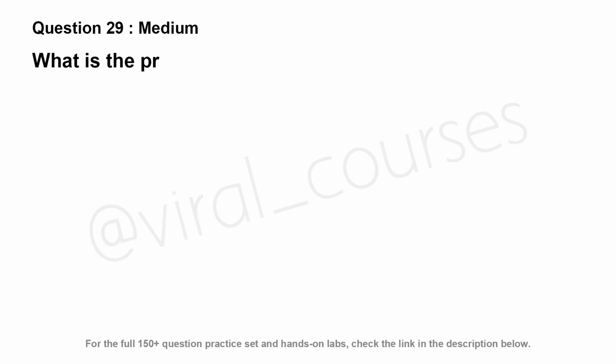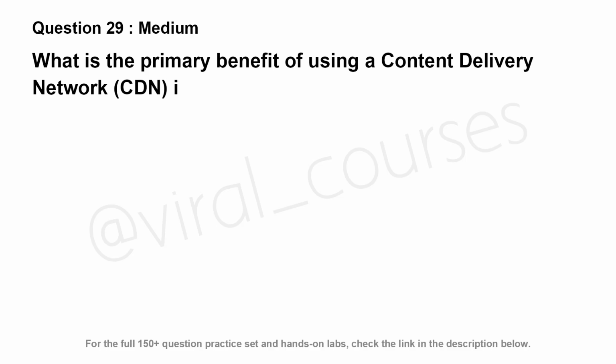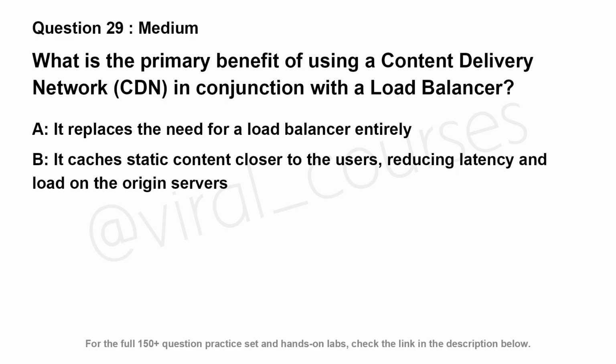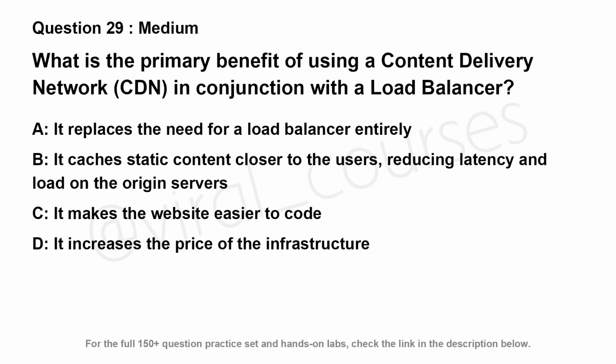What is the primary benefit of using a content delivery network, CDN, in conjunction with a load balancer? Option A, it replaces the need for a load balancer entirely. Option B, it caches static content closer to the users, reducing latency and load on the origin servers. Option C, it makes the website easier to code. Option D, it increases the price of the infrastructure.